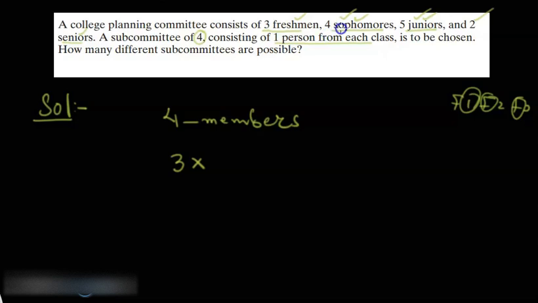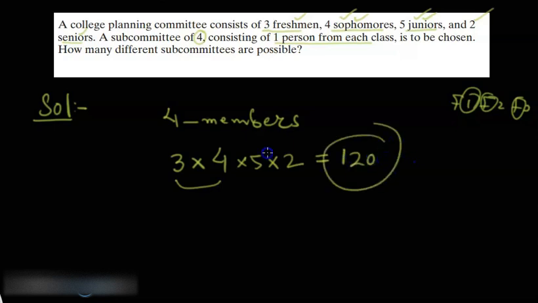Similarly, let's do task 2, which is selecting a person from sophomores. Definitely there are 4 possibilities. Then you have 5 juniors, so there will be 5 possible outcomes, and then 2. So all you have to do is, this is really the generalized counting principle, just multiply them. 3 times 4 is 12, times 5 is 60, and then times 2 is 120. So there are 120 different subcommittees possible.